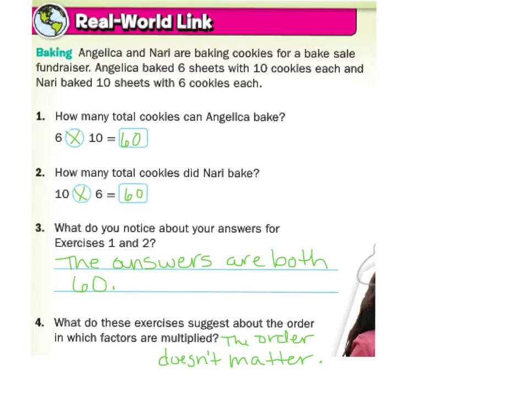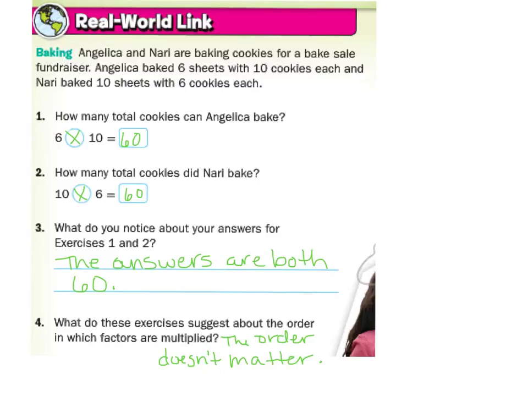All right, so Angelica and Nari are baking these cookies, and it turns out that we can use multiplication to find out how much Angelica made. She made 60 cookies, and Nari as well made 60 cookies. They just had their cookies on the pans arranged differently. And what do you notice about the answers is that they were both 60. And so what does this suggest about the order in which factors are multiplied? It tells us that the order does not matter.